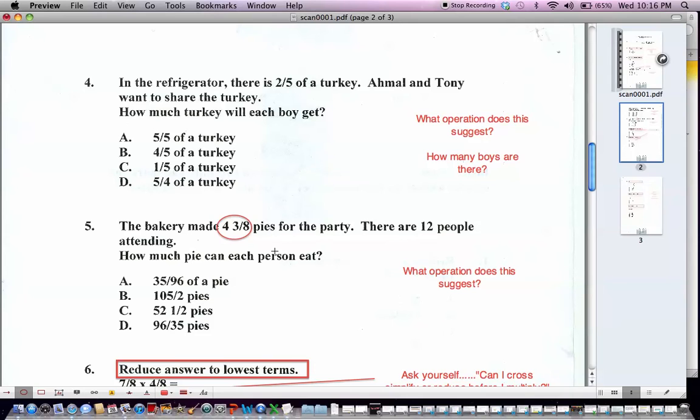Emphasis on that, okay? There's 12 people attending. Make sure your answer's in lowest terms, okay?